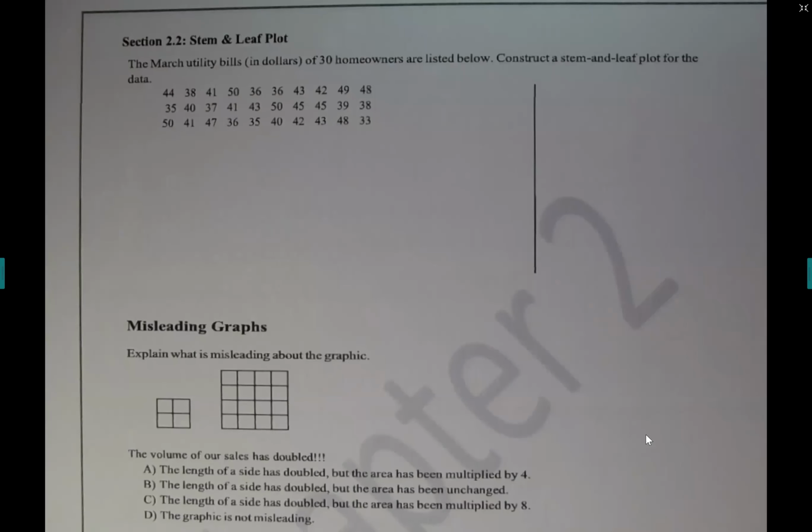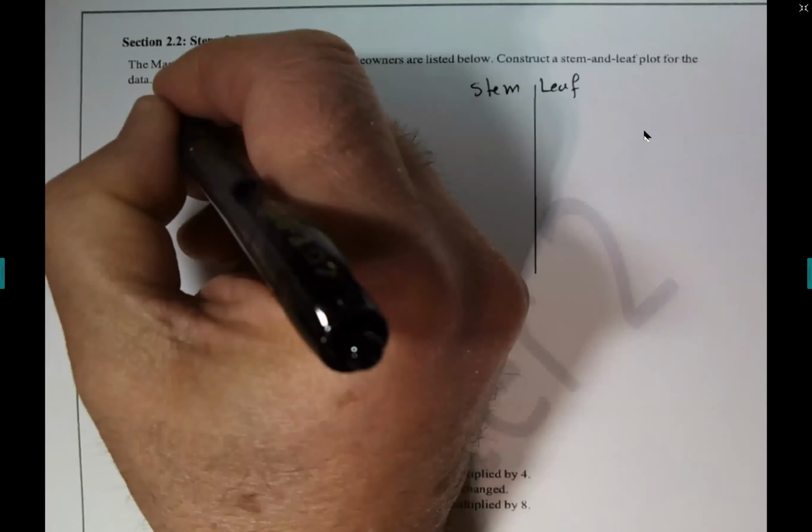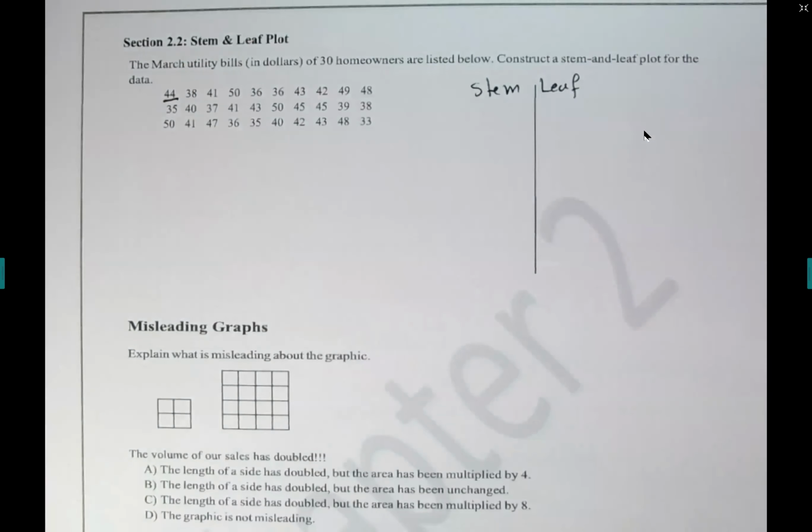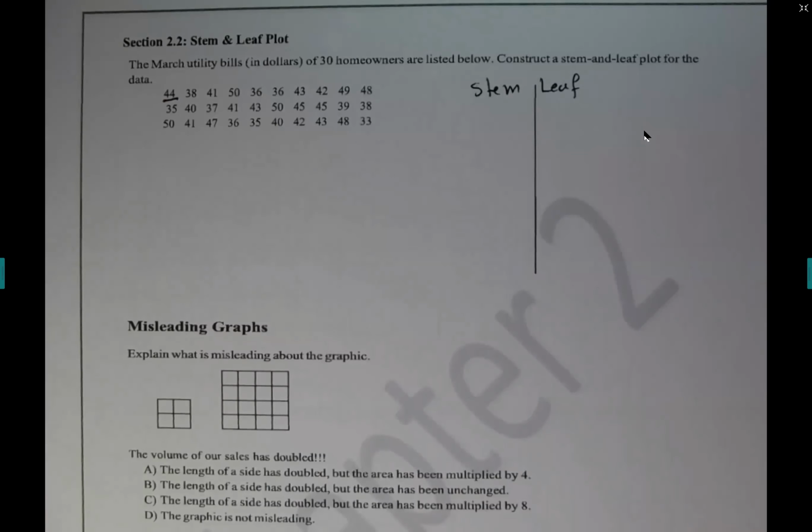Okay. Well, stem and leaf, guys, it explains itself. So you need to draw something that has a stem and a leaf. Well, there should be a divider between the stem and a leaf. So that's a divider right here. And I'm going to put the stem here and the leaf there. Okay, guys, take this number 44. If you want to split it up to a stem and a leaf, what's a logical way to split it up?